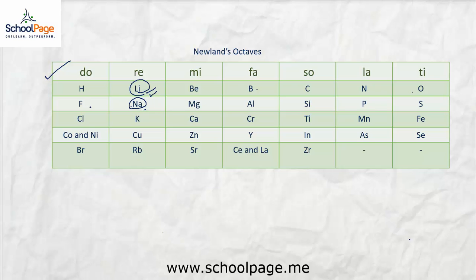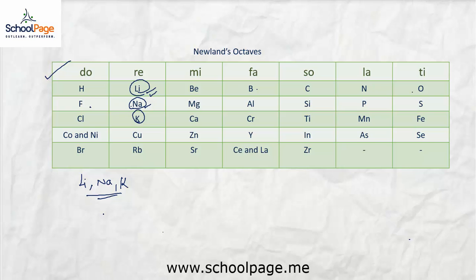Now, if we consider sodium as the first element, then the eighth element from sodium, that is potassium, should have the same chemical properties as that of sodium. Potassium has the same chemical properties as that of sodium. Now, observe here, lithium, sodium and potassium, all the three have similar chemical properties. Recall, all the three elements here form triads. Lithium, sodium and potassium form the Dobereiner triad of the alkali metal group.